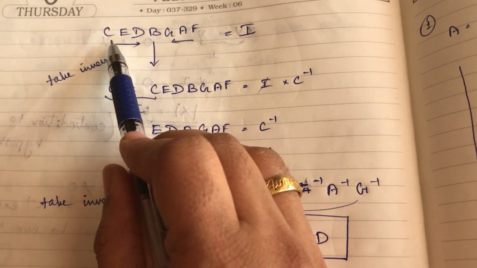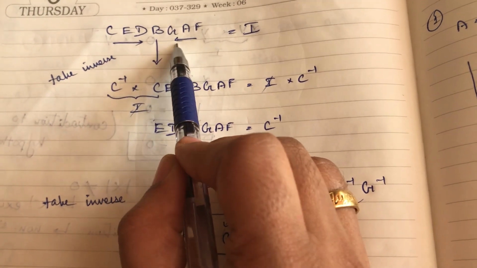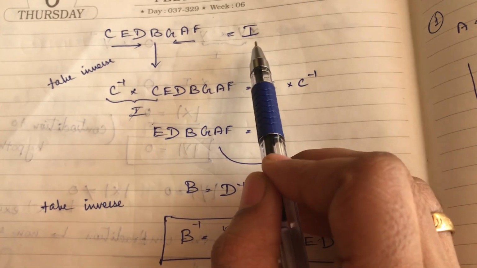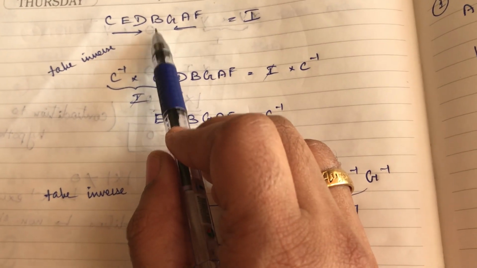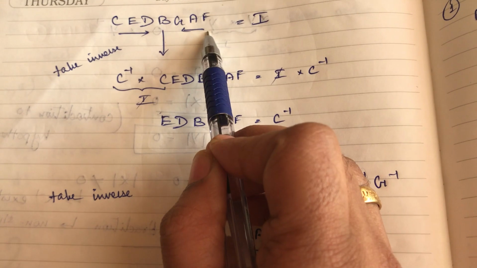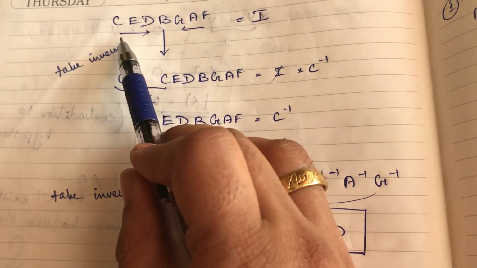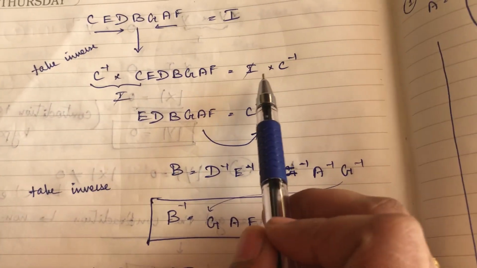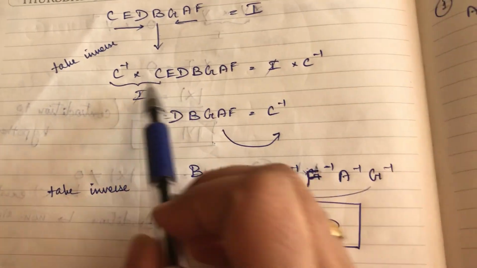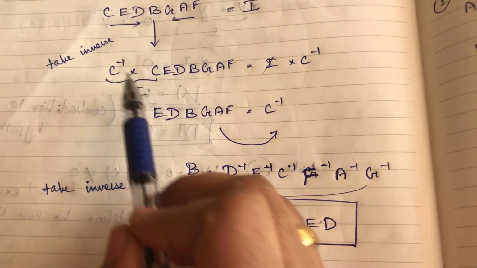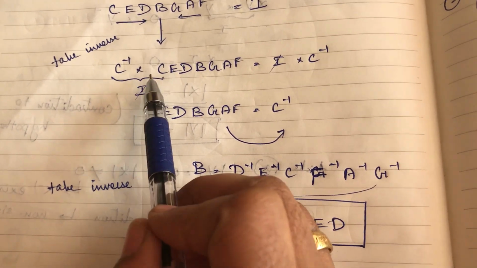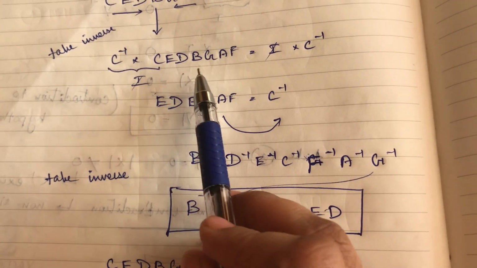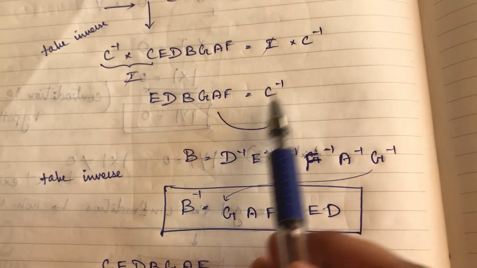They have given C, E, D, B, G, A, F, the product of these matrices, which is equal to I, and we need to find B. Go from this side to this side. First take C inverse on both sides: I into C inverse is C inverse, and C inverse into C is I. So this I gets cancelled and we get E, D, B, G, A, F into C inverse.